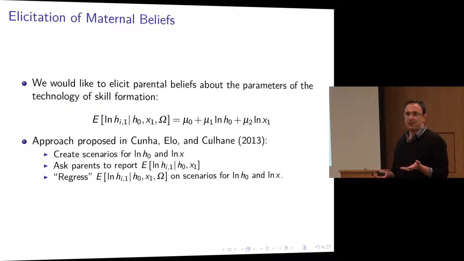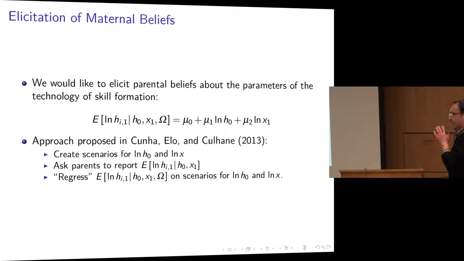So what you're going to see is a method that asks the same parents 12 questions. Then we're going to regress whatever answer they give against an intercept, H0 and X1, plus an error term. We're going to do this regression person by person. That's going to tell us what my mu 0, my mu 1, and my mu 2 are. Then I'm going to ask, do these variables correlate with anything we're interested in or not? It's actually a little bit more complicated than that, and I'm going to go through it.